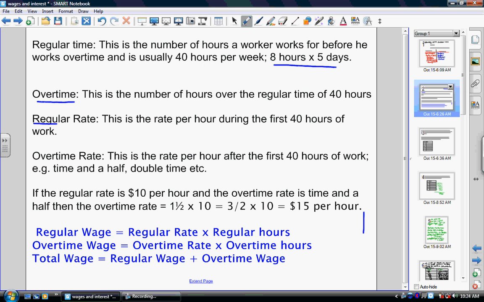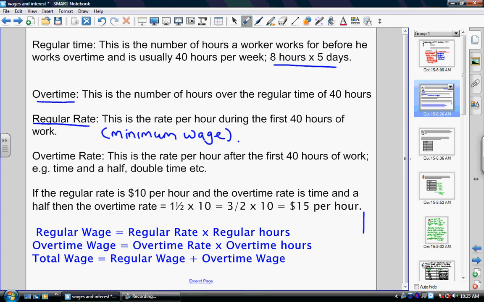Let's look at regular rate now. Regular rate, this is the rate per hour during the first 40 hours of work. It's also sometimes referred to as minimum wage. Minimum wage in Trinidad, I think it's $12 per hour. So you're going to get $12 per hour for 40 hours. That's $480 for working for 40 hours a week. Anything over that, 40 hours, you get paid overtime.